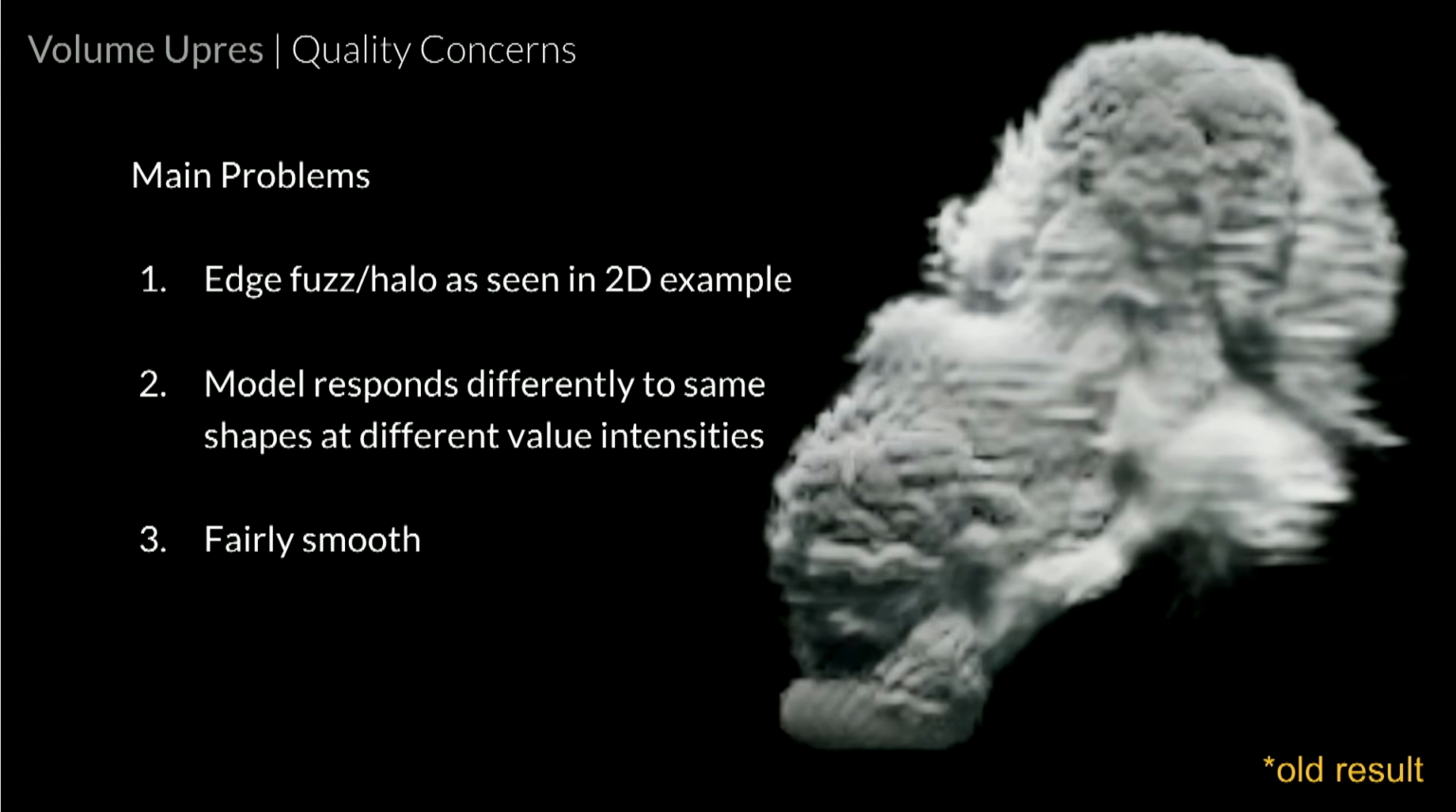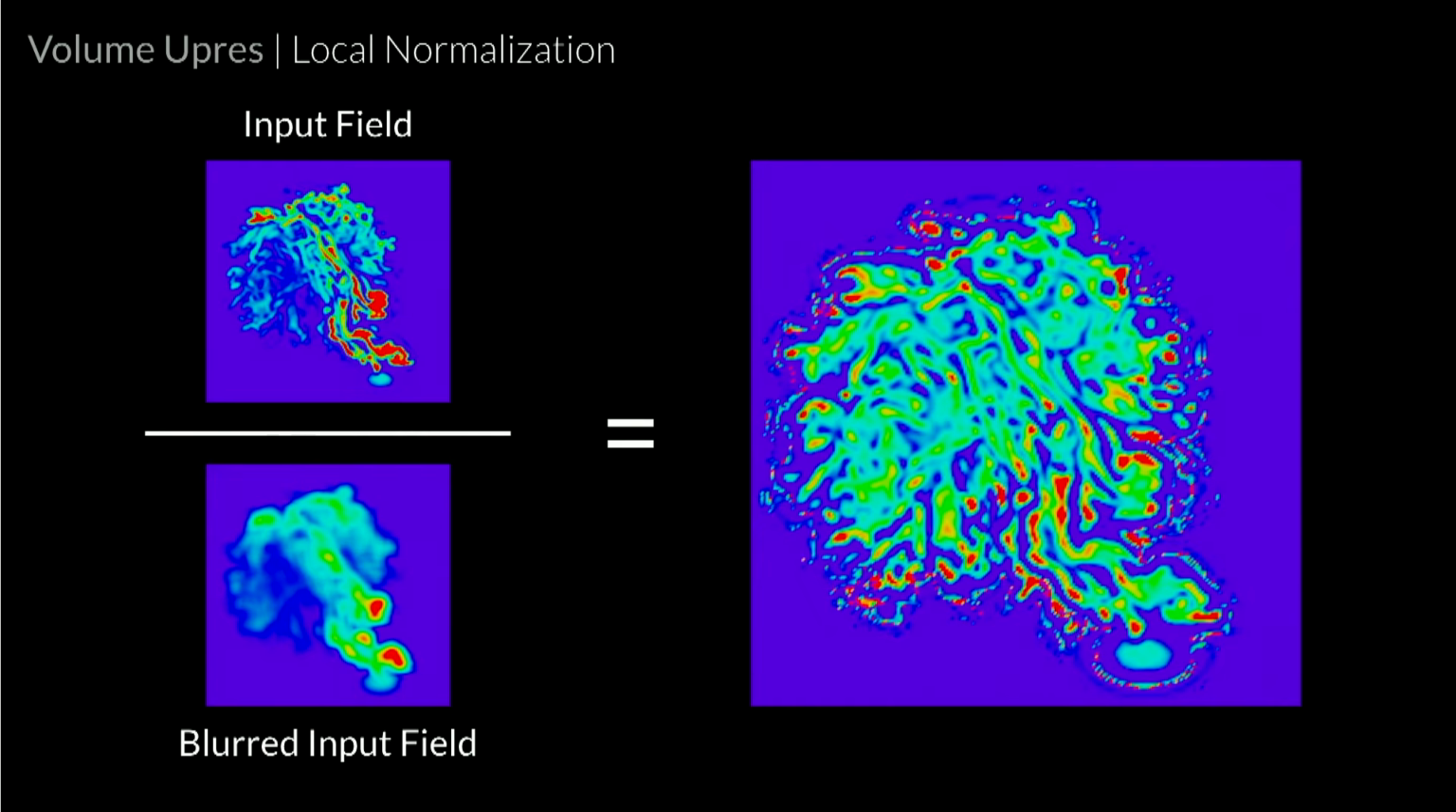The same swirl shape with a density of 1 will be treated differently than the same shape with a density of 10, for example. To deal with this, we need to normalize our inputs, and we don't just want to normalize everything globally, we want to do it locally. To do this, we divide our input by a blurred version of itself. This should sound familiar to a lot of people with a comp background, and is what you usually do for frequency separation.